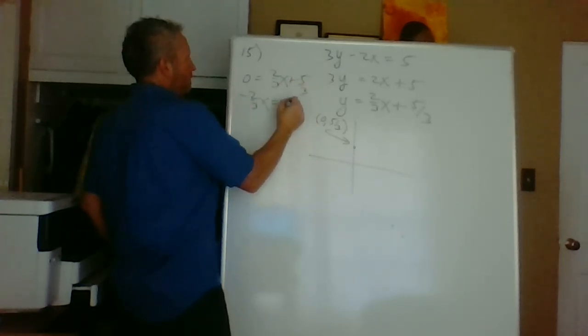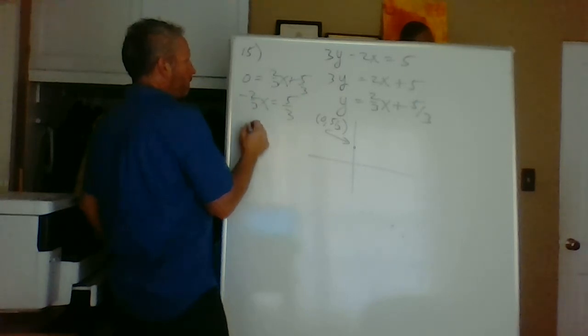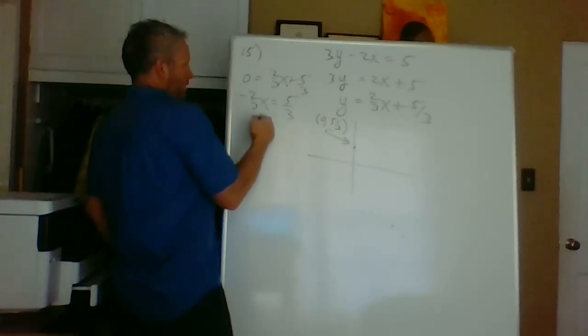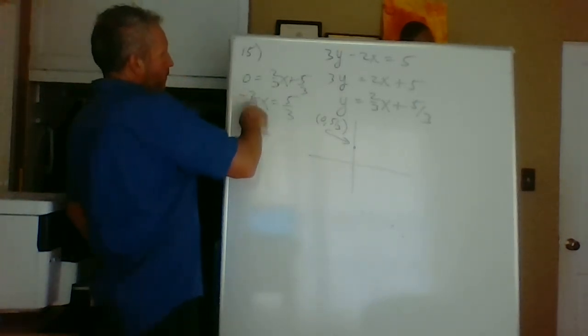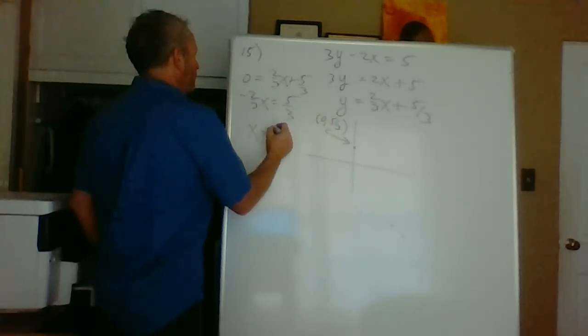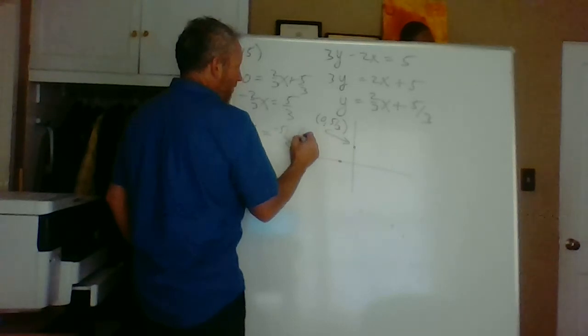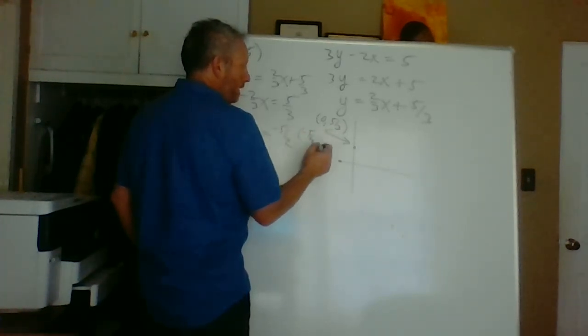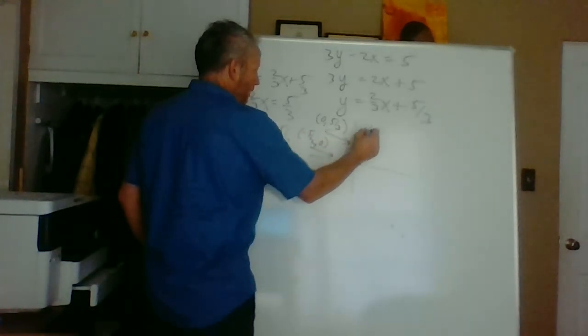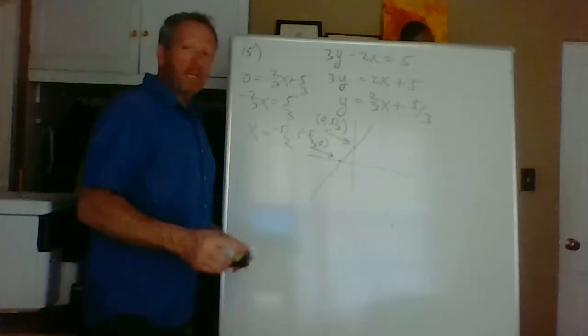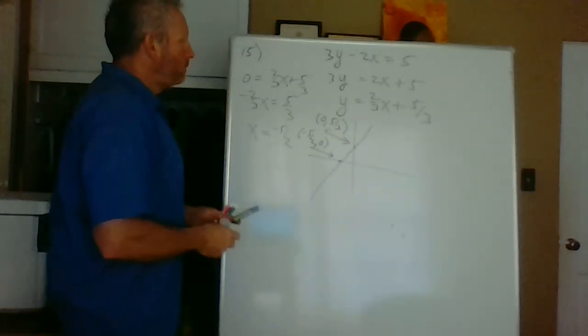Subtract 5/3, then divide by 2/3. This is hopefully very straightforward here. So x is, you notice when you flip and multiply, the 3's are going to cancel each other out. So we're going to get -5/2. So call it right about there. There's the point, (-5/2, 0), or (-2.5, 0), right there. And there's the line. And again, the slope is -2/3. So that's number 15.